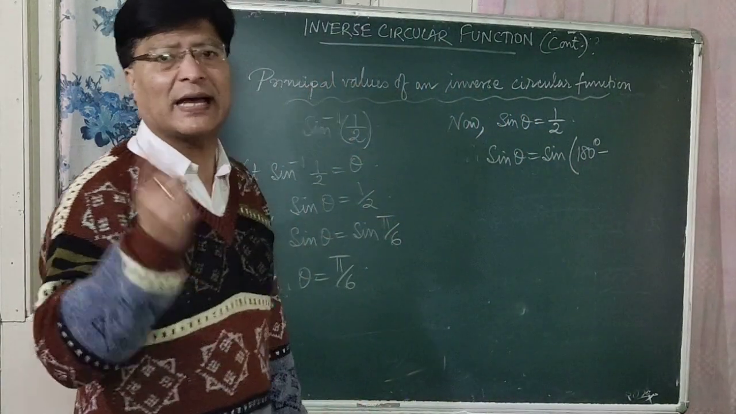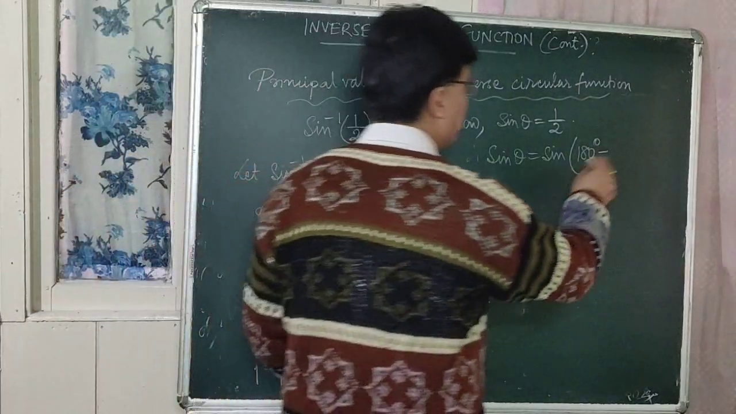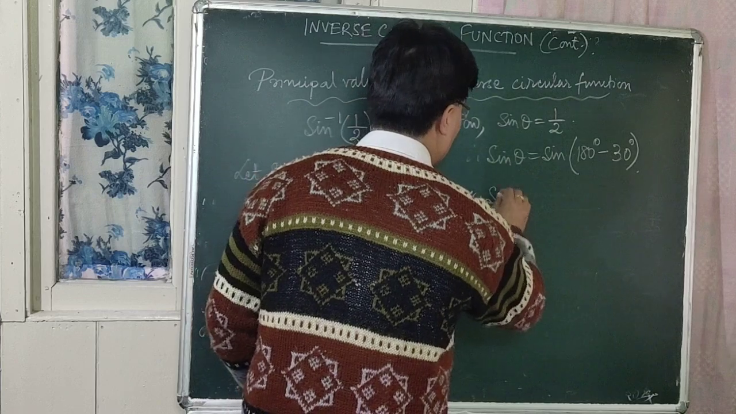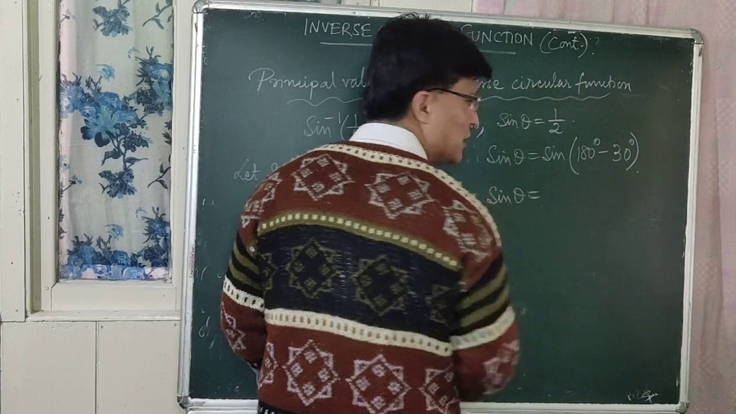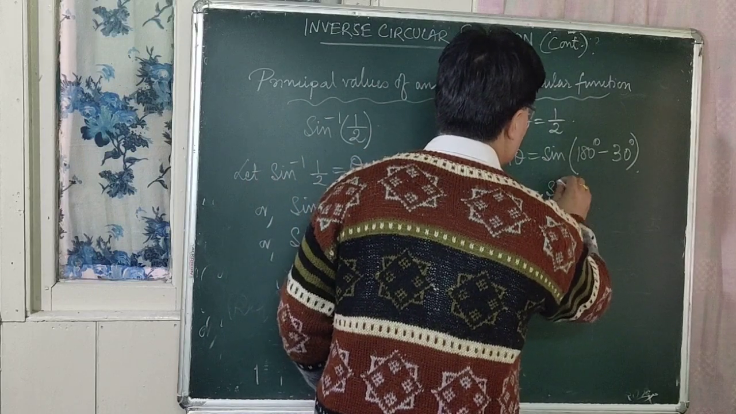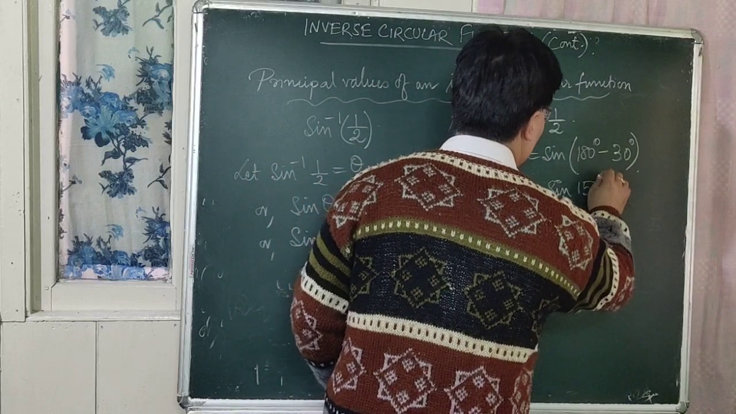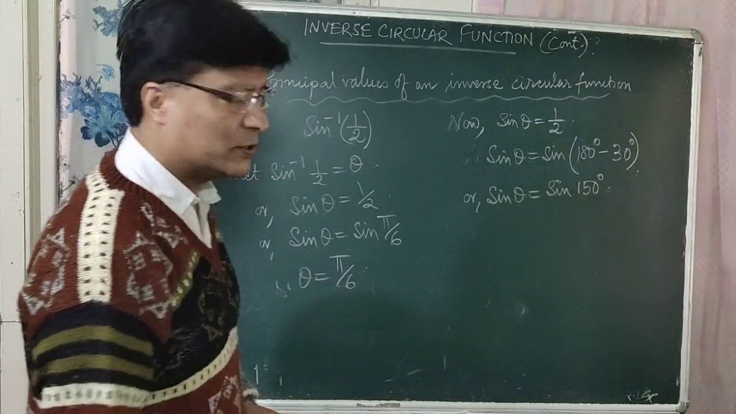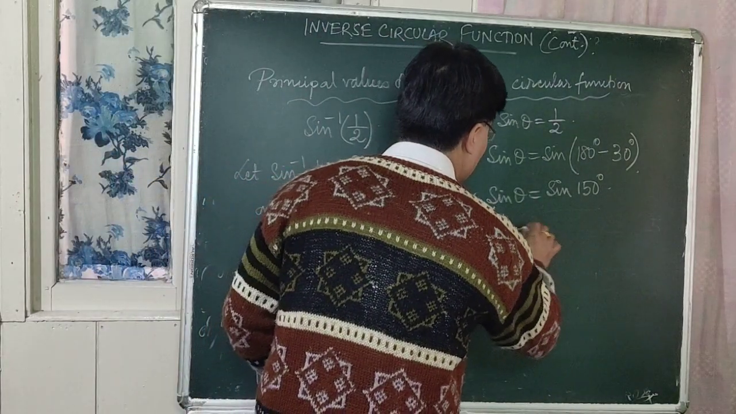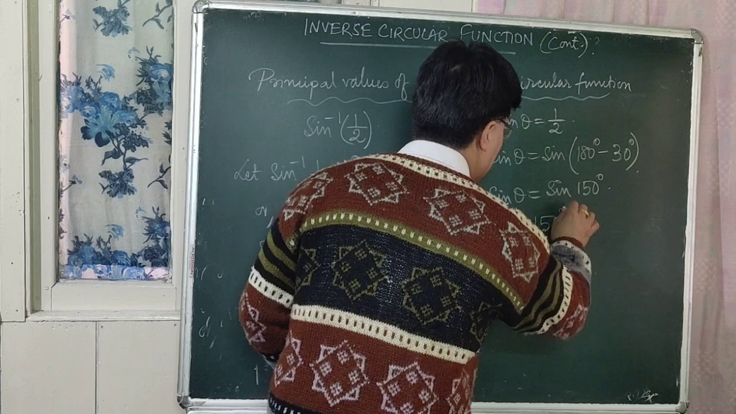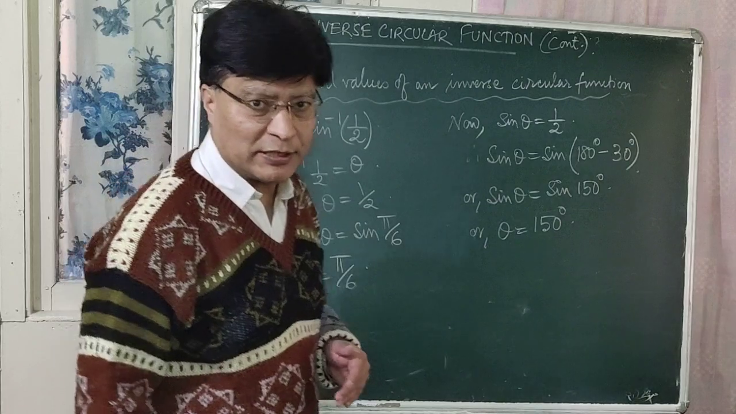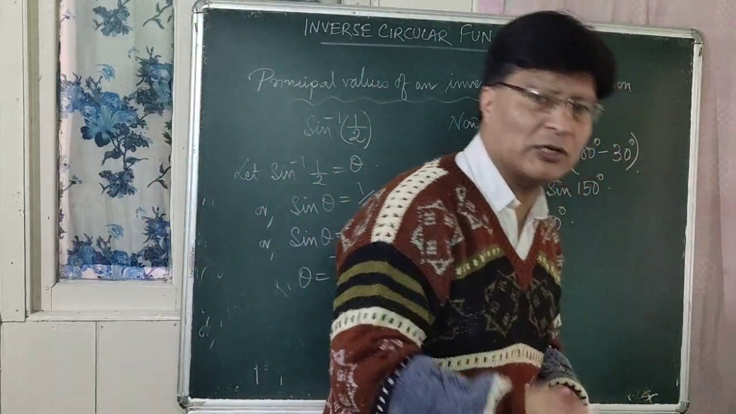Now sine of which angle is half? That is 30 degree. That is, sine theta is equal to what? This is sine 150 degree. Is it clear now? Or theta is equal to 150 degree.